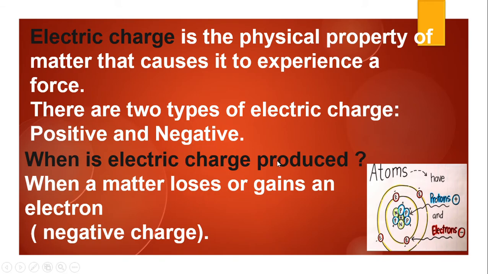When is this electric charge produced? When do you get this electric charge produced in matter? When we rub two things, right? So when matter loses or gains an electron, a negative charge, okay? So when we are rubbing two things together, the matter will either lose or gain negative charge. All right?